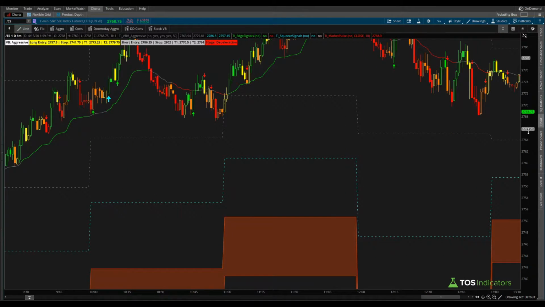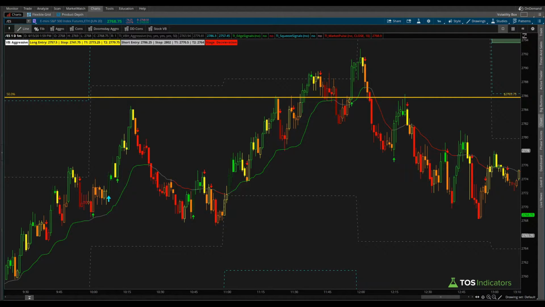The next opportunity in the S&P came as you had another set of bullish squeeze signals, or at least just one, plot right here at the beginning of the 10 a.m.